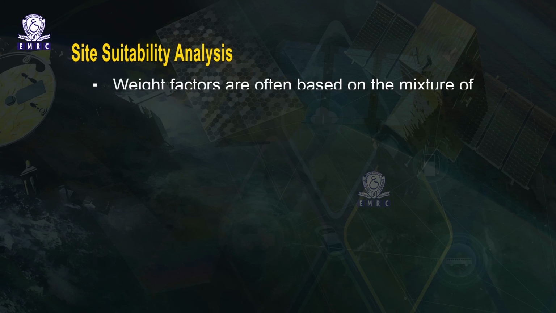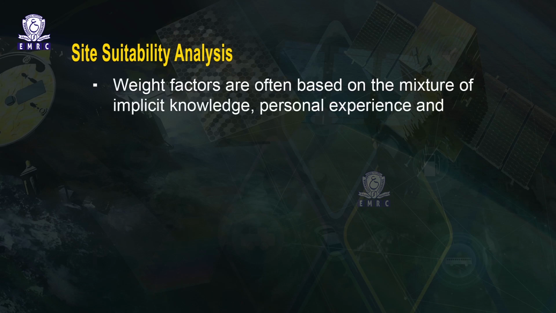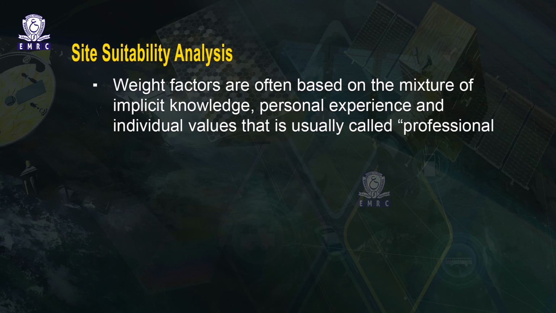In order not to be biased, the weighting aspect scales should be normalized, that is, used in the same numerical range. Such a scale can accommodate qualitative and quantitative data, but the scoring of the quantitative data to such a scale needs qualified professionals. The next step is assigning the weight factors. This is of course the critical element in the approach. Weight factors are often based on a mixture of implicit knowledge, personal experience and individual values, that is usually called professional judgment.